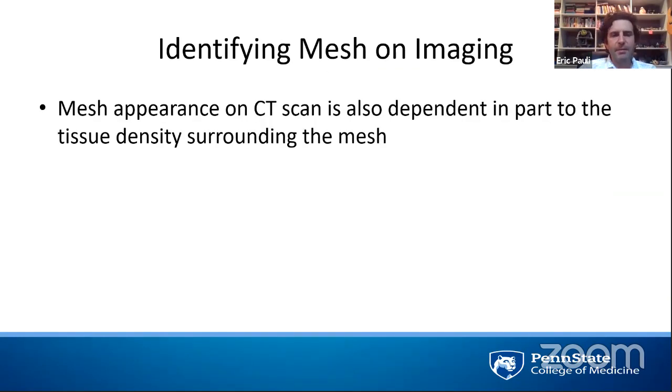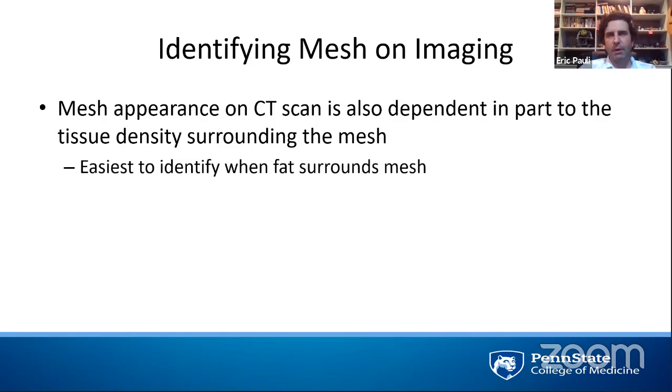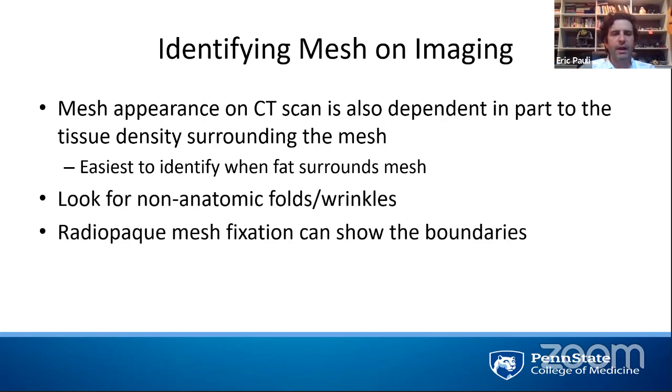Identifying mesh on CT scan becomes, I think, an entirely separate part of the evaluation. The ability to find it on CT is dependent on what surrounds the mesh. If there's fat around the mesh, it becomes easy to see even light and ultra lightweight meshes, okay? But there's got to be fat around it. Learning how to look for non-anatomic folds and wrinkles becomes key. And if radiopaque fixation has been used, that can easily show you the boundaries.